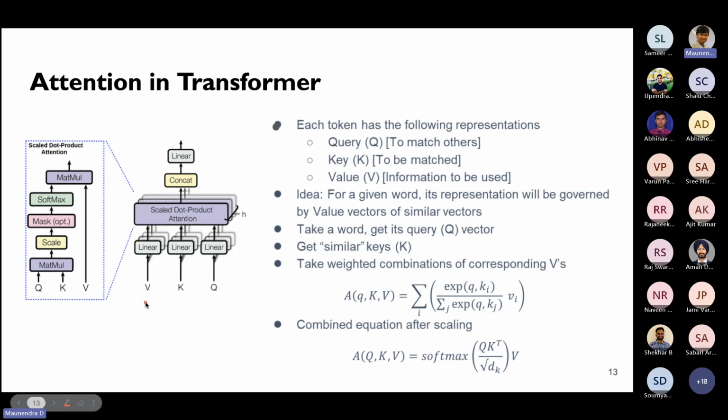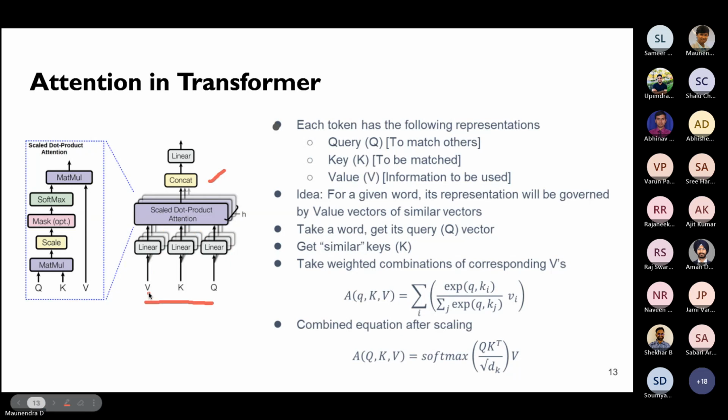Multiple heads means from one head, we get one V, K, Q vector for a word. From another head, we get another V, K, Q vector for a word, and so on. And finally, we can fuse them. For fusing, they used simple concatenation. Okay, so this is a cell.